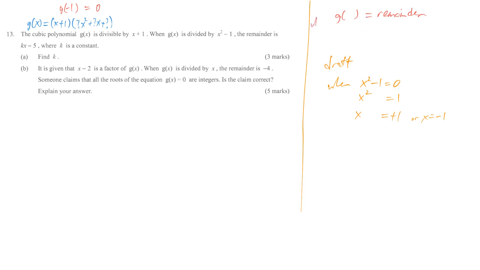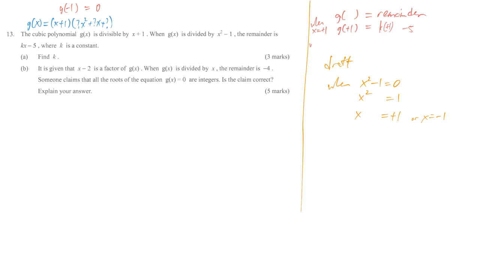The first conclusion: when x is equal to positive 1, we have g(1) equal to the remainder. The remainder is kx minus 5. And don't forget, you already have a constraint for this situation, x is equal to positive 1. So this is no longer a variable but a fixed value. You should replace x by 1 here also. So therefore g(1) is k minus 5.